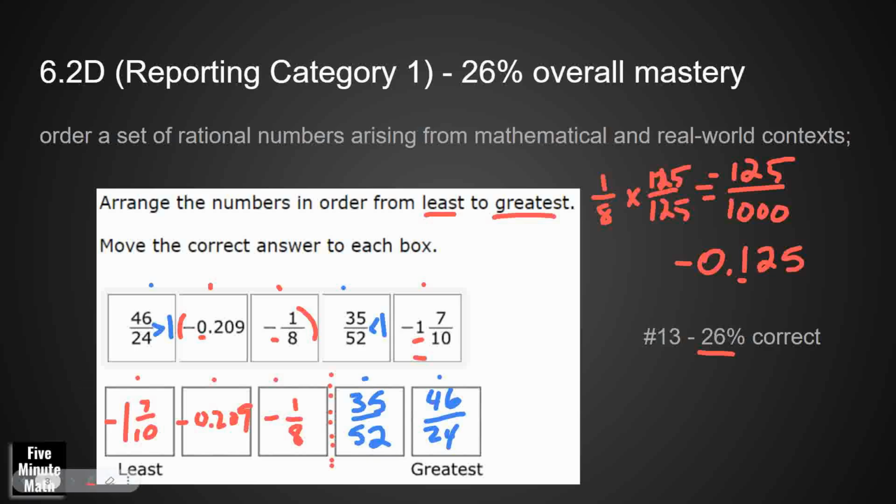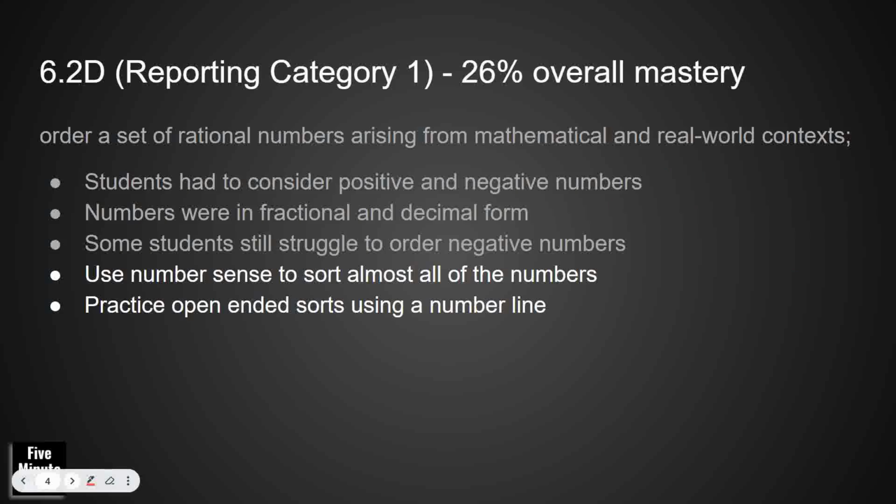So what made it difficult? Well, we had to consider positive and negative numbers. We had fractional form. We had decimal form. And some students might have done all the work correctly and still struggle to order negative numbers. They might not know that the greater the negative number, the farther away it is from 0, which means the less it is.